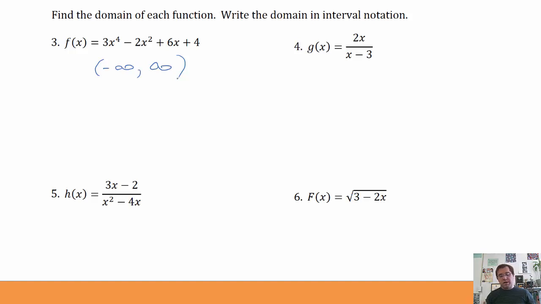All right? That one had no problems. How about number 4? G of x equals 2x over x minus 3. Does that have a problem? Well, I see a fraction. That means I cannot have a 0 in the bottom of the fraction.